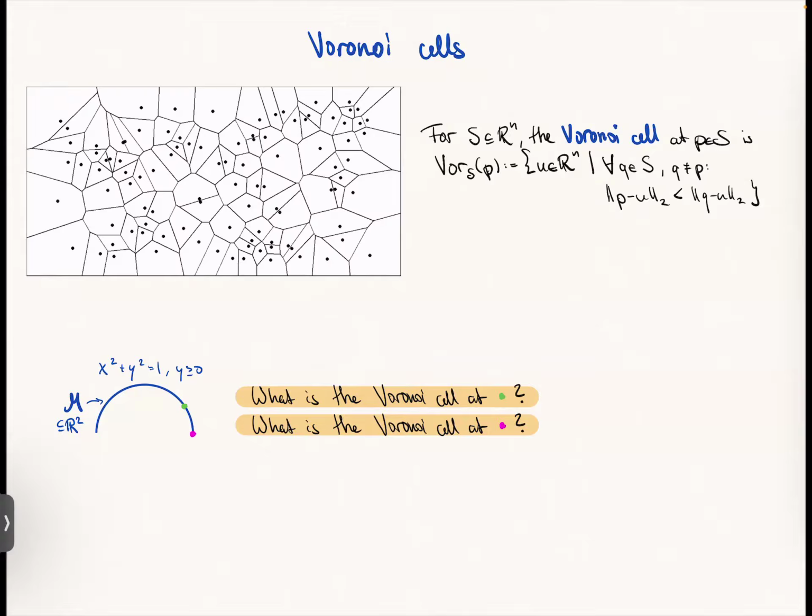So here's a half circle, and the half circle lives in the plane. Say I'm just doing the standard Euclidean distance. Then I mark the green point and the pink point. And what are their Voronoi cells?